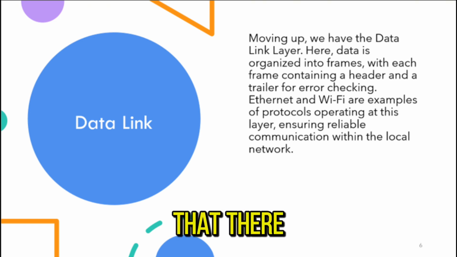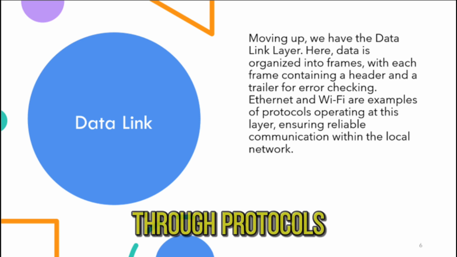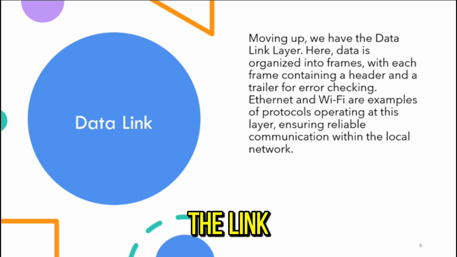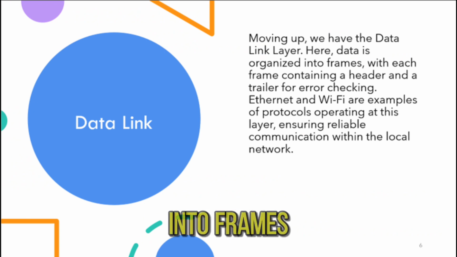This layer makes sure that there is reliable communication between the two connected devices, and it's usually done through protocols like Wi-Fi or Ethernet. The link layer organizes the data sent from the physical layer from raw binary data into frames. Each frame has its own header and trailer.